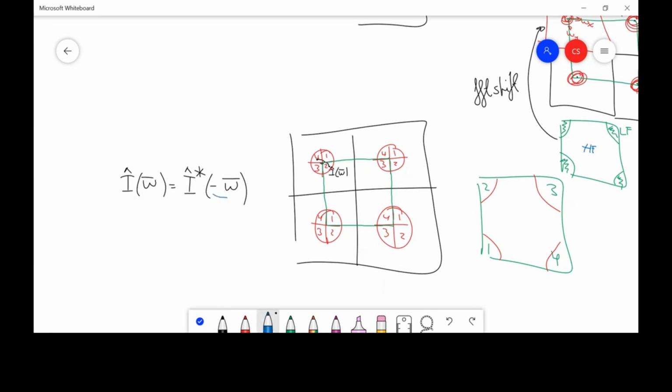So you take the point in front with respect to the origin, and now you take the complex conjugate. This is the origin. You take the point in front. So that means that a point here is symmetric with a point there. And the same for these two. So these two are complex conjugates, and these two are complex conjugates.